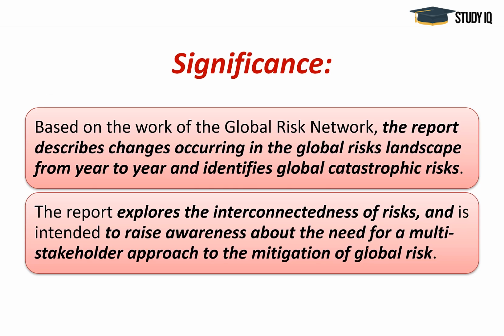This is very important. And there is certain significance of this report also. If we talk about the significance, this report basically describes changes that are about to occur on the global risk landscape from year to year and identifies global catastrophic risks also, so that we should be ready if they fall out. So here we want to urge the organizations and governments to address the impact of specific threats and make preparations in advance.